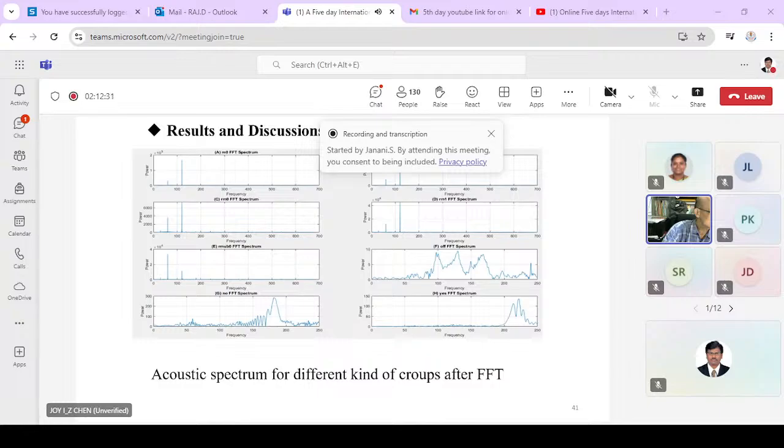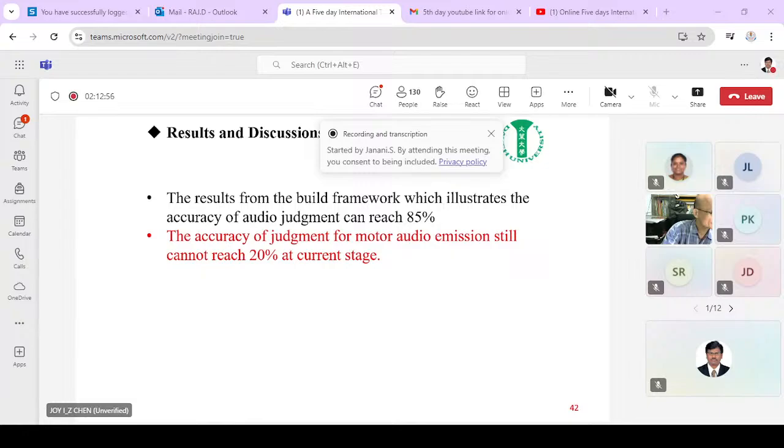And in this study, it is based on frequency of audio data as the basis of analysis, and use the MFCC to put into the computer training model so that the computer can learn data through the graphical computer after MFCC. Also, we find about the results from the build framework, which illustrate the accuracy of audio judgment can reach about 55%, and the accuracy of judgment for motor audio imaging here cannot reach 20% at the current stage.